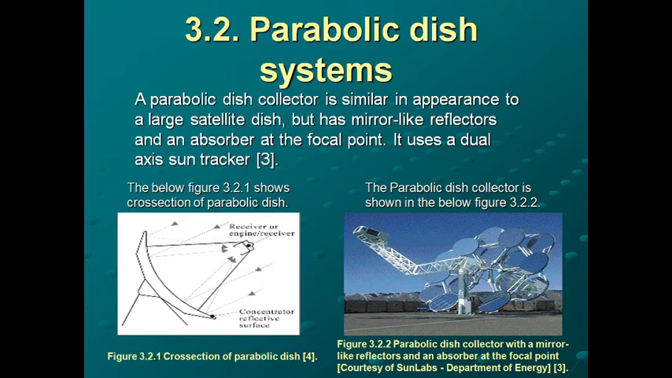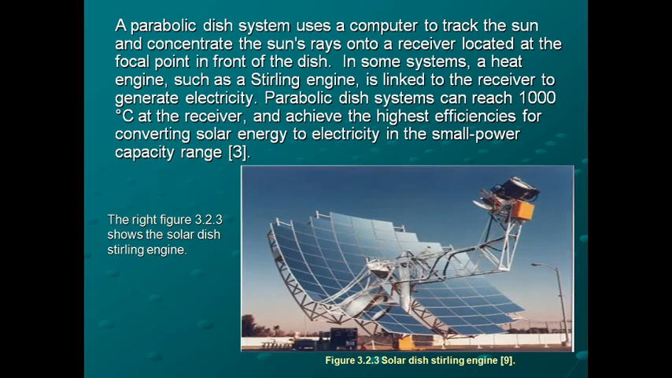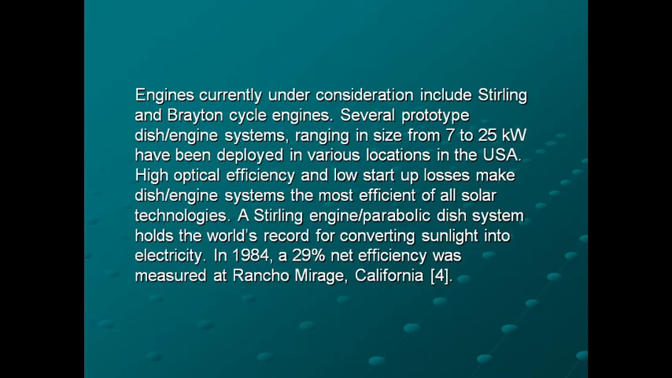For the parabolic dish systems, you can see the block diagram in figure 4, and on the left side we can see the industrial applications of the parabolic dish. The parabolic dish collector is similar in appearance to a large satellite dish, but it has a mirror-like reflector and an absorber at the focal point. It usually uses a dual axis sun tracker. So this is one of the most important dish type solar collectors we can see for industrial purpose.